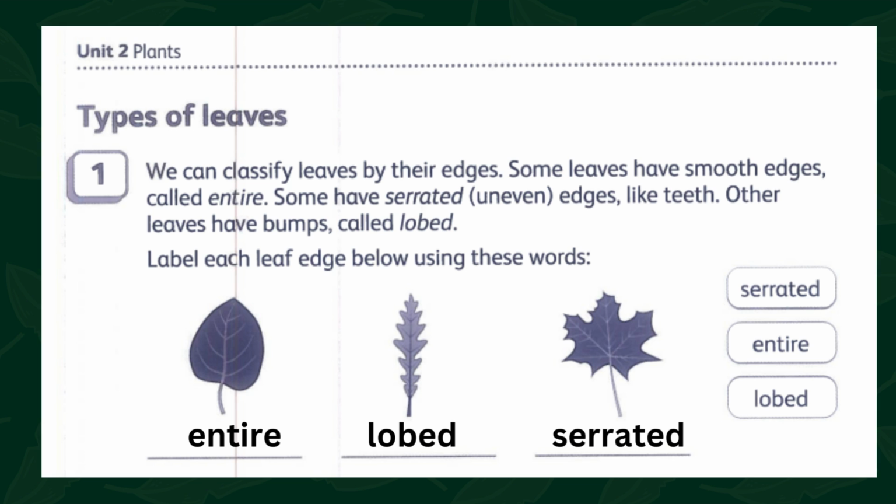So you have to label each leaf edge below using these words: serrated, entire, lobed. You can see in number 1 there is a smooth edge. This is called entire, and you can see lobed in this leaf. So this is lobed, and serrated means tooth edges, teeth-like. So you can see this is teeth-like. So this is serrated.